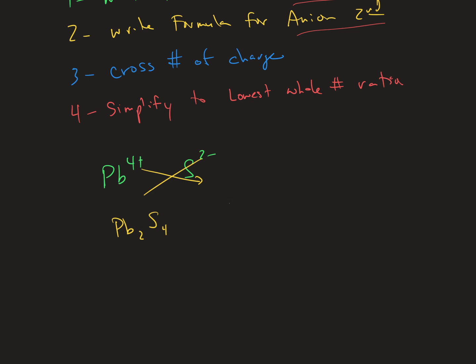No, it's a 2 to 4 ratio. Can we simplify that ratio? Yes. 1 to 2. So that 2 becomes a 1, that 4 becomes a 2. PbS2. Oh, I meant 2. Okay, sorry. We good? So make sure you simplify it if you choose to do it this way. This is the algorithm. You got to follow all steps if you want it to work.